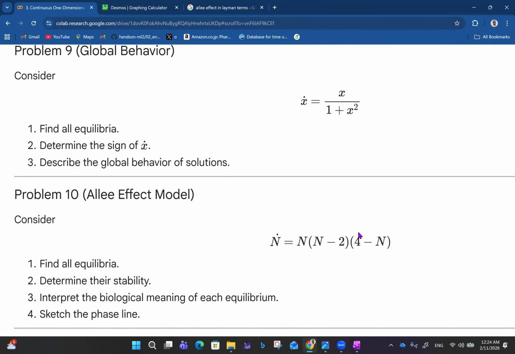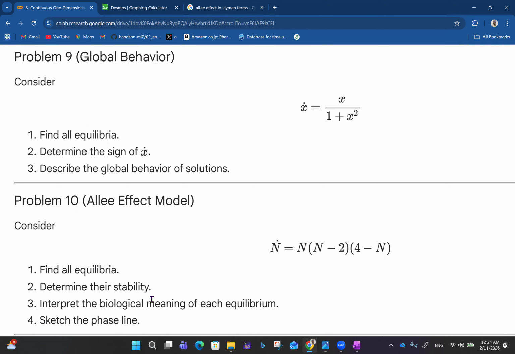Then you have the Allee effect right here. So this is the Allee part now. So it means that the Allee threshold is 2. And then, of course, this is the logistic part right here. So you want to find all equilibria, determine their stability, interpret the biological meaning of each equilibrium, and sketch the phase line. So with this, I come to the very end of this interesting video about continuous one-dimensional dynamical systems.